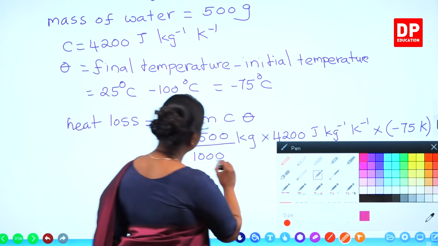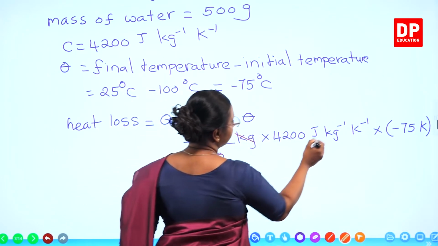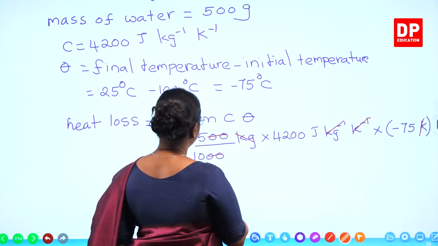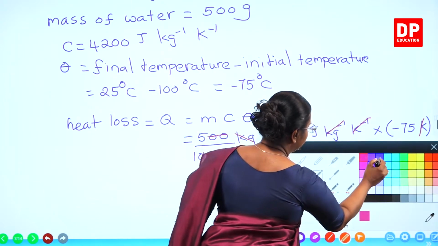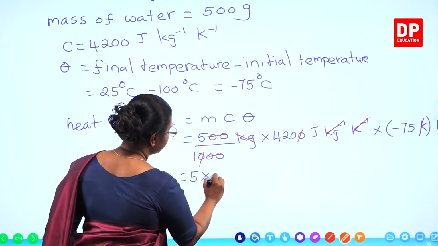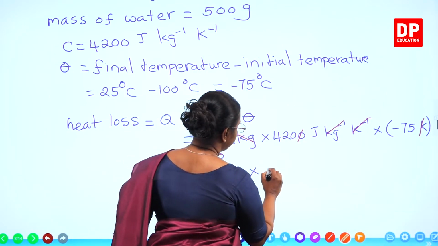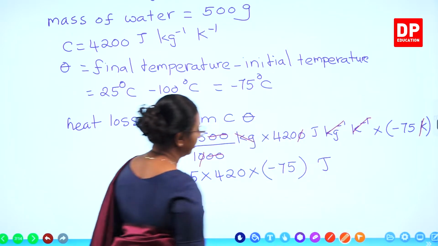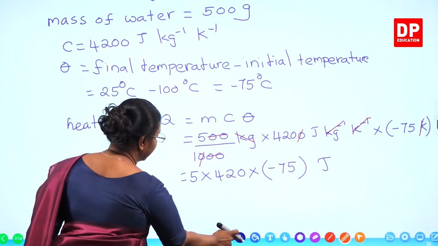Then if we look at the values, the zeros can be cancelled off. You can cancel off the kilogram and kilogram minus 1, Kelvin minus 1 and Kelvin. And there is another 0 that can be cancelled off. So you will get the values as 5 into 420 into minus 75, and the unit is going to be joules.